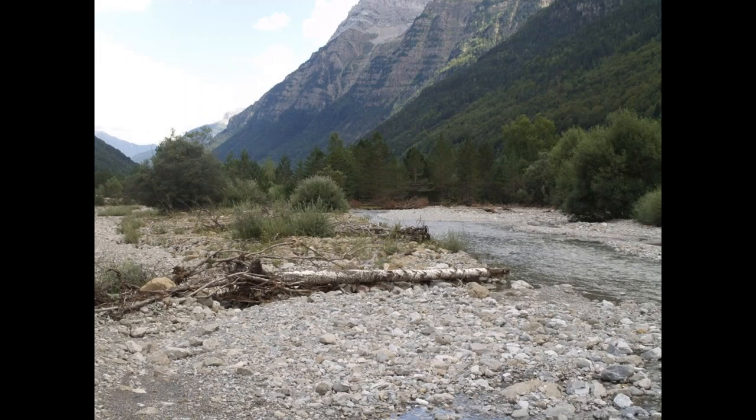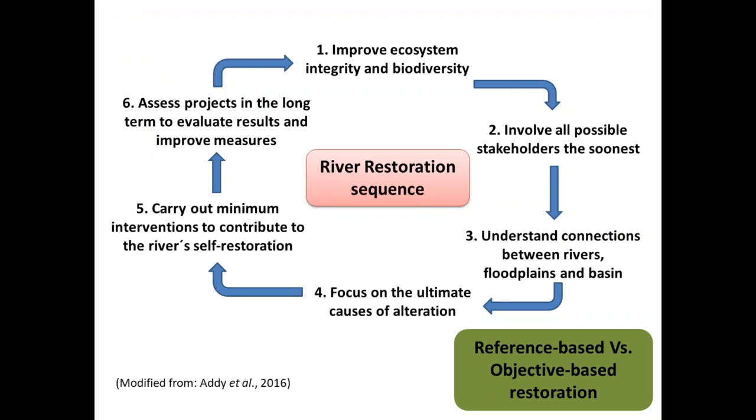So now, what can we do to restore those interactions? We have the legal context, which is positive. We have the social context, which could also be supportive of our change of paradigm. We have the technical and scientific background. But what should we do when we have to face rivers which were in the past like this one, but are today quite degraded? Well, first, we should improve the integrity of the system.